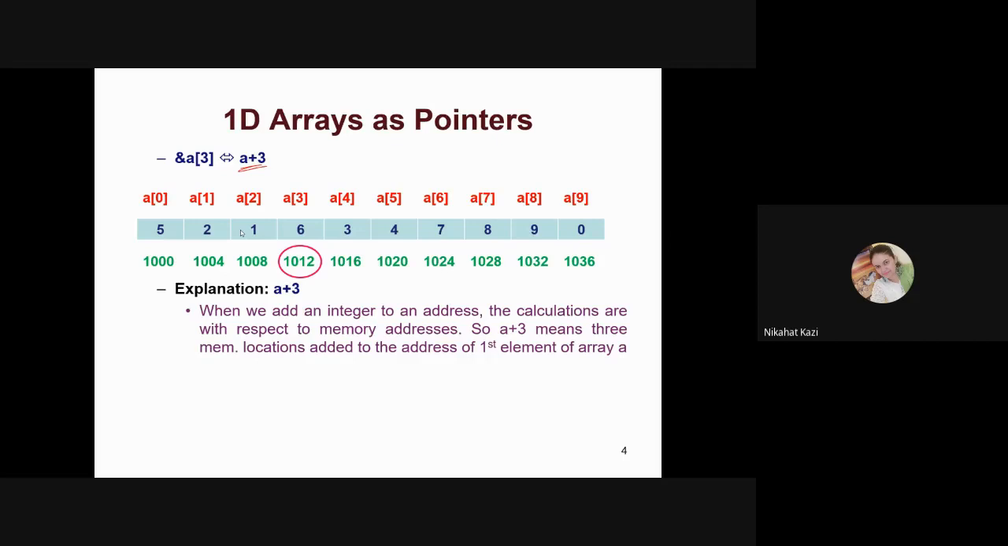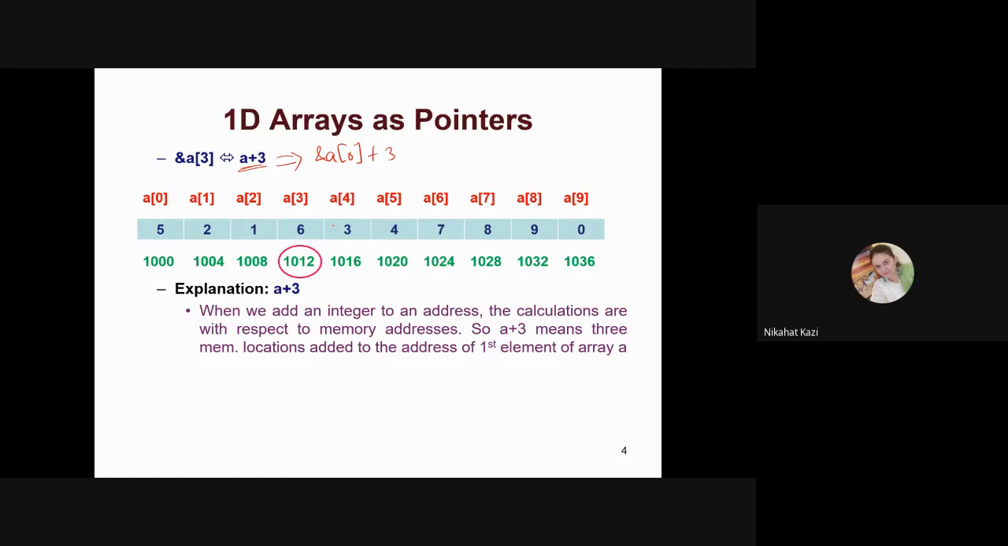When we add an integer to an address, the calculations are with respect to memory address. So first of all, let us just break this expression down. What is A plus 3? First, let us replace A. A is nothing but address of A of 0. So A plus 3 is address of A of 0 plus 3. The expression has now become this. So you're adding 3 to this address.